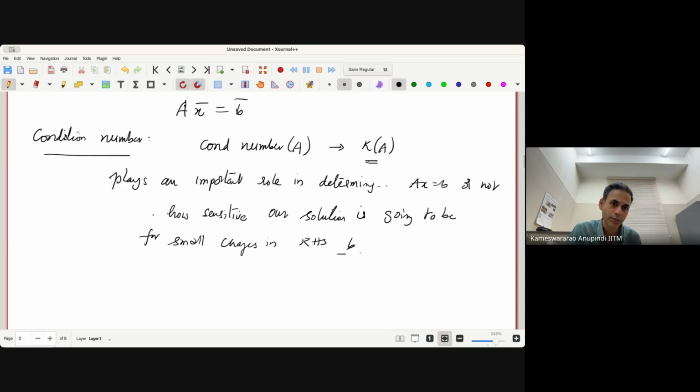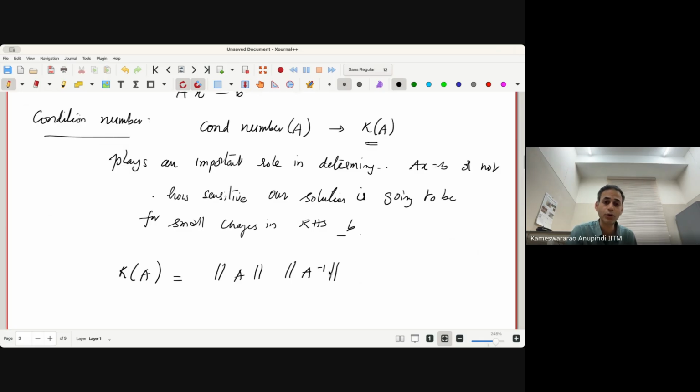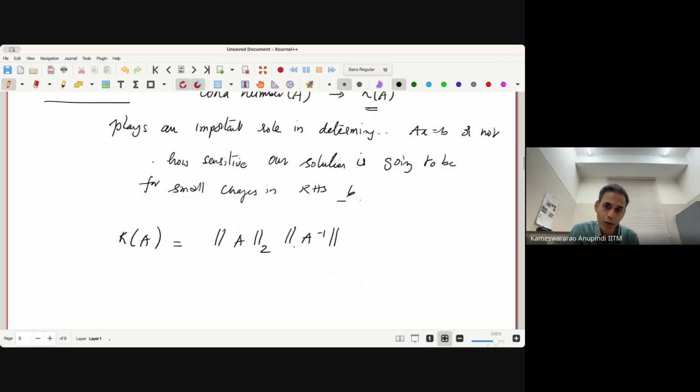So condition number k of A is defined as the norm of the matrix A times the same norm calculated for A inverse. That means if you're going to write it for the 2 norm, it should be for the 2 norm. If you're going to write it for the 1 norm, it should be for the 1 norm. Or this is also equal to norm of A 2 times norm of A inverse 2. Let's say this is the condition number based on the 1 norm.